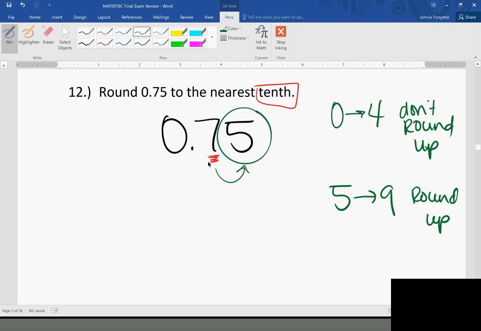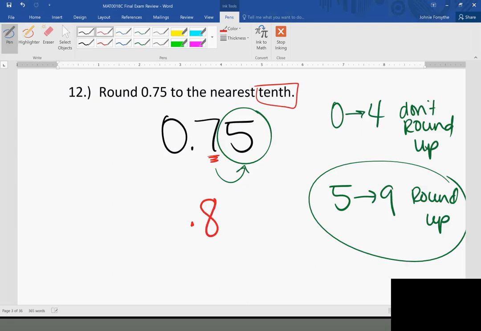We're rounding the 10th place, which is where the 7 is. We look at the number to the right. That number is 5, so we are going to follow this rule here. So that means we're going to round that 7 up to an 8. So the answer is going to be about 0.8.